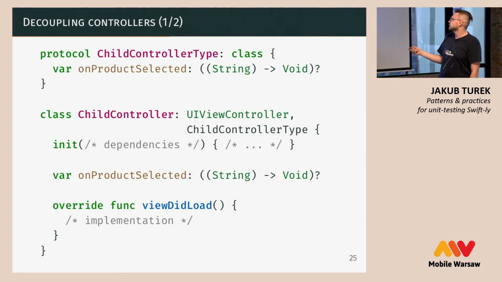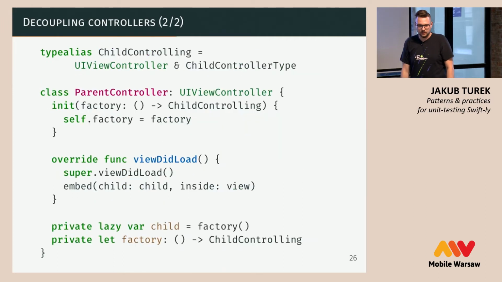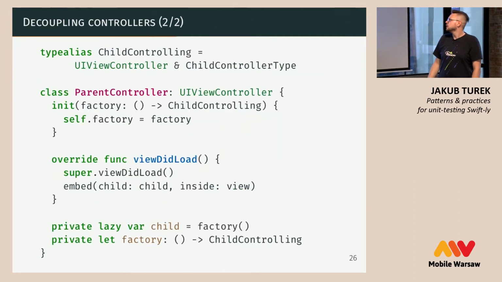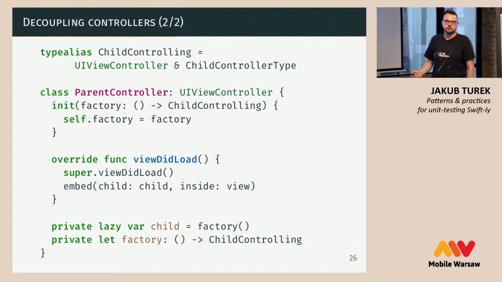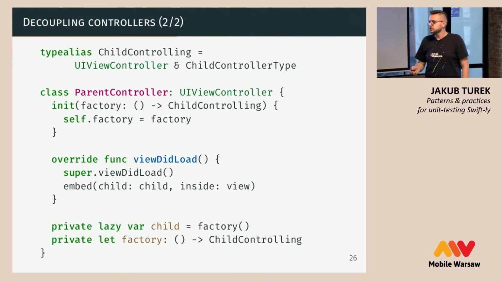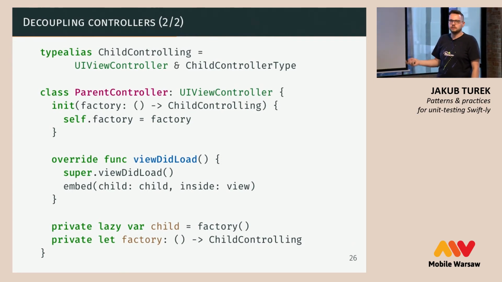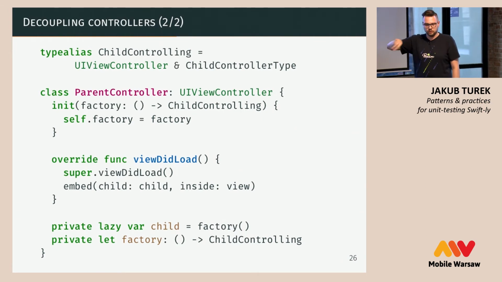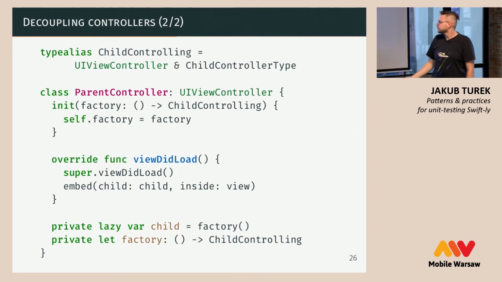Then you implement that child controller. It has its own dependencies. It has its own implementation inside, and it exposes this protocol on the outside. In the parent controller, you take a factory as an input that creates this controller, and you simply embed that child inside the view where you need it to be displayed. This child controller is created with the factory that we have injected into the parent.